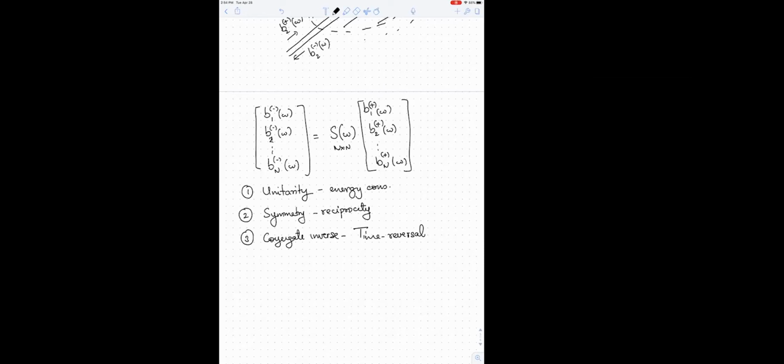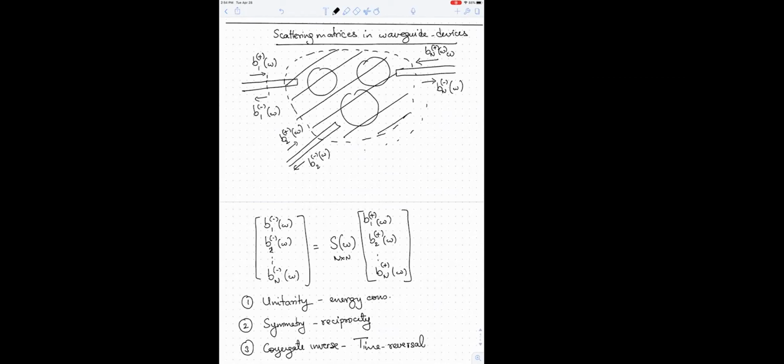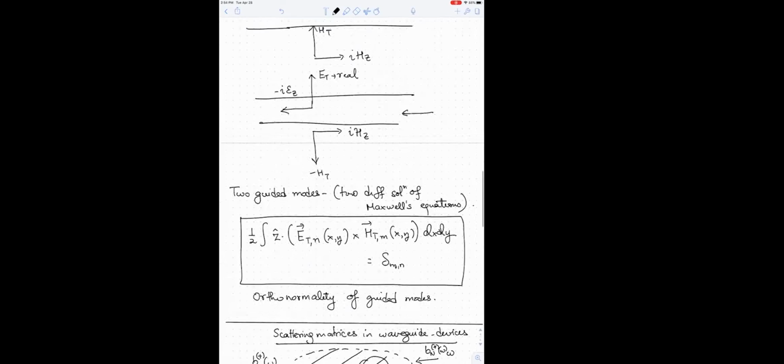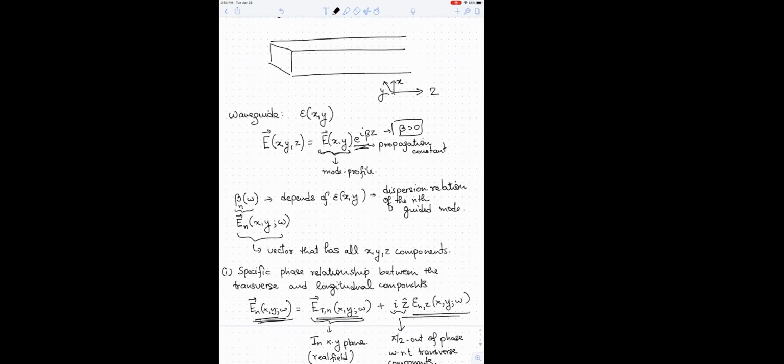How can we know the beta depends also on x and y? Beta, the propagation factor? That's a constant. It just depends on the frequency, right? Yeah, exactly. But it also depends on the permittivity distribution.